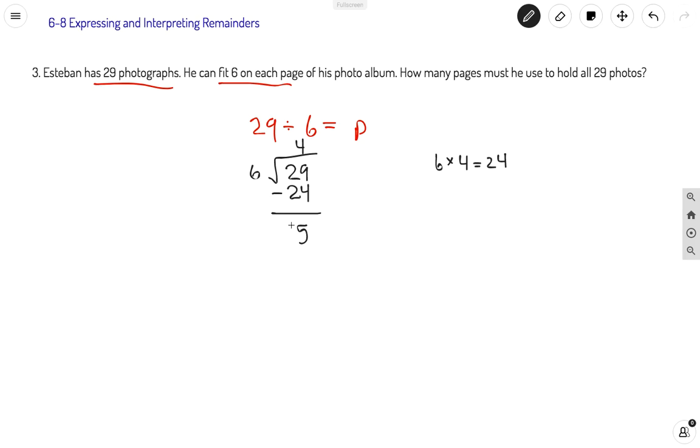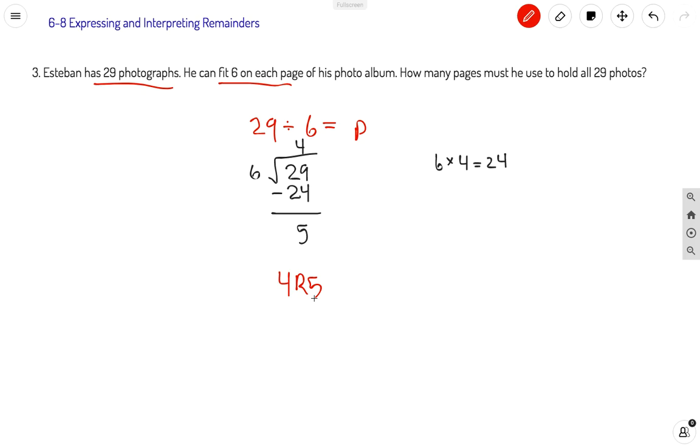And I know that 6 cannot go into 5, so I have to stop right here, and my answer is 4 remainder 5. So just like the last two problems, I want to draw a picture so that I can visualize this a little better.